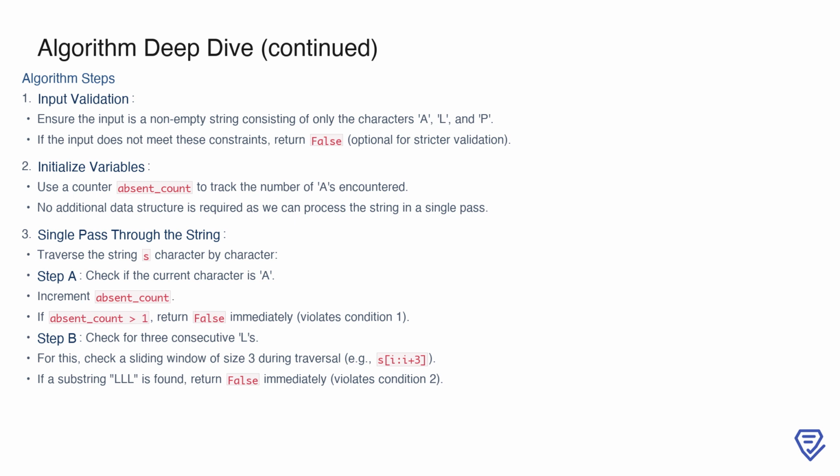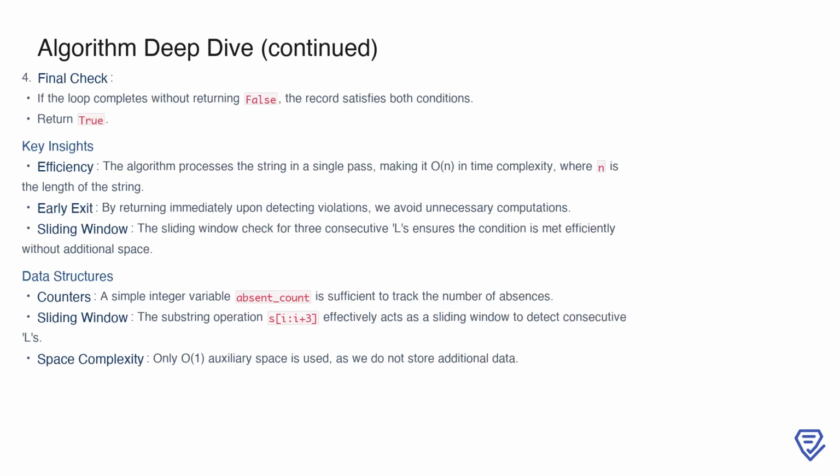Additionally, to check for 3 consecutive Ls, we use a sliding window of size 3 during the traversal. If we encounter a substring like LLL, we return false immediately because it violates the second condition. After traversing the entire string, if we haven't returned false, it means the record satisfies both conditions. In this case, we return true.